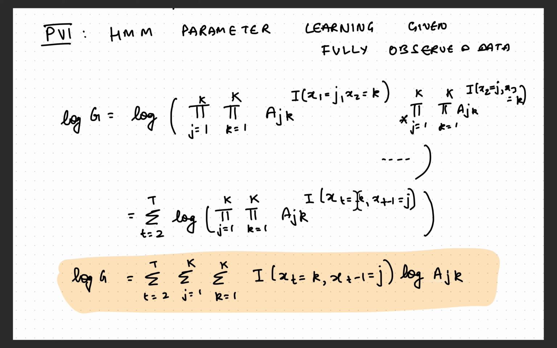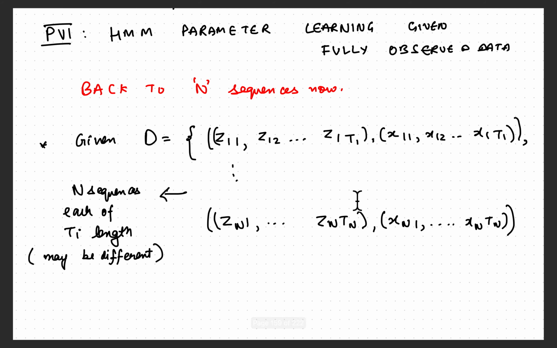But what I'll do is get back to the problem of n sequences that we were discussing before. This log likelihood that we've written is for one sequence. It can be very easily generalized to multiple sequences, and that is what I'm going to do now. Let's get to the n sequences problem.